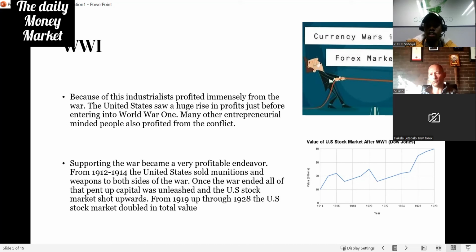We can see the chart here. It shows the chart of the US stocks during World War I. It actually rose from 10 points all the way to 40 points from 1914 to 1928. Huge, it actually tripled their price value, as it says.